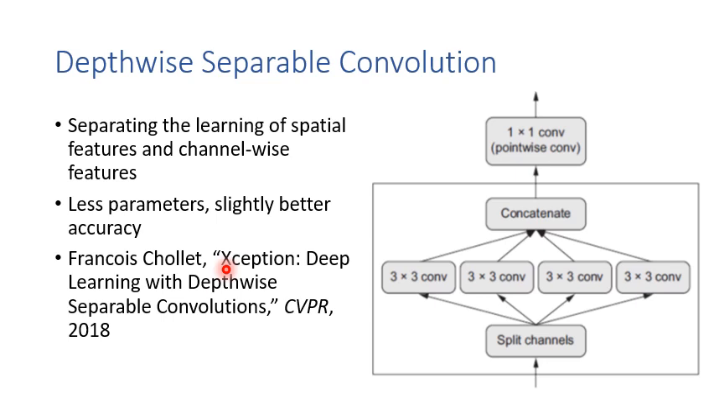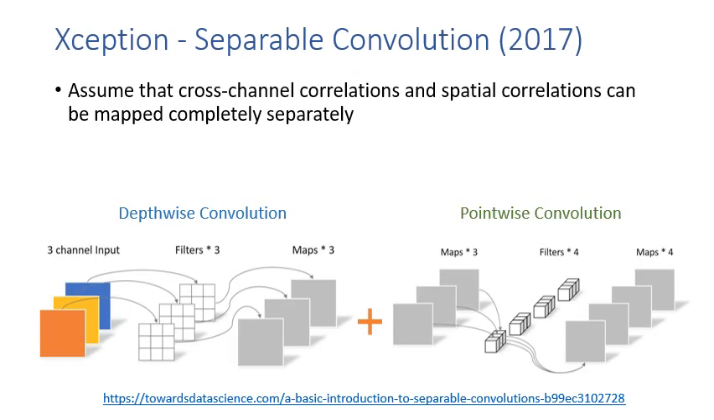Chollet called his method Xception, the extreme Inception. The separable convolution assumes that the cross-channel correlations and the spatial correlations can be mapped completely separately. So the separable convolution consists of two steps. The first is the depthwise convolution, and the second is the pointwise convolution.